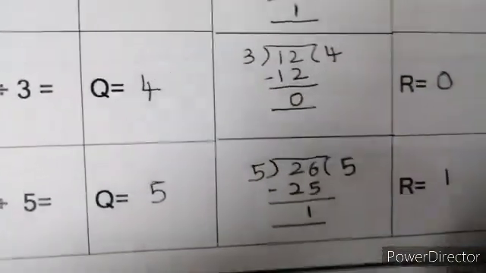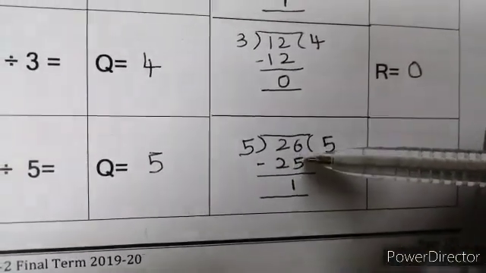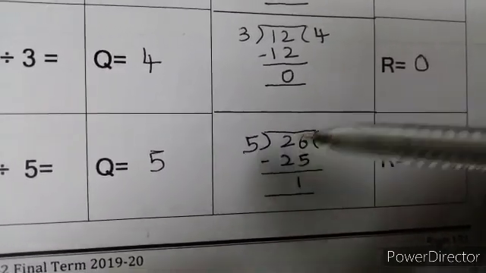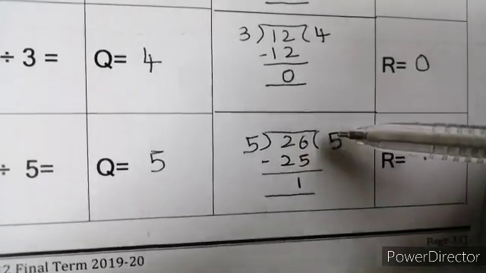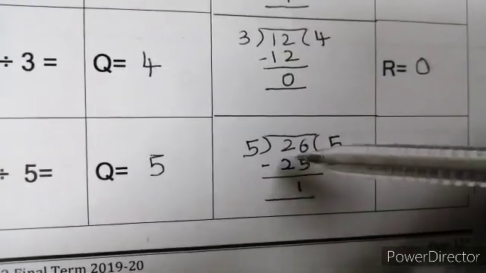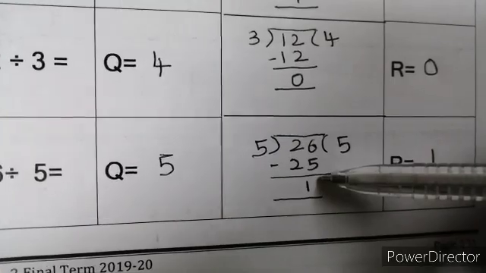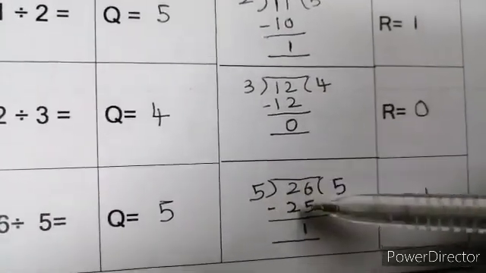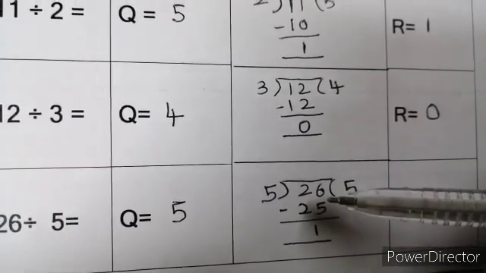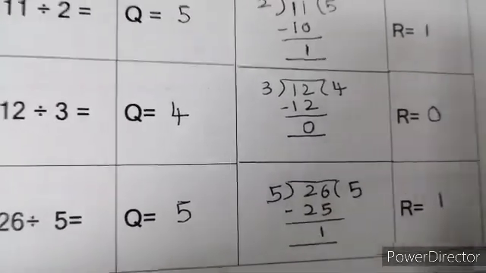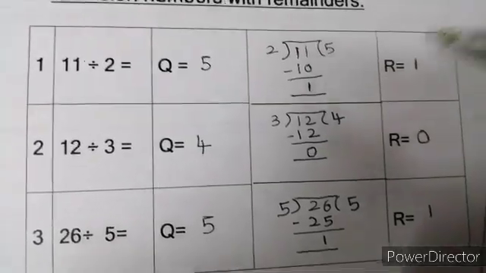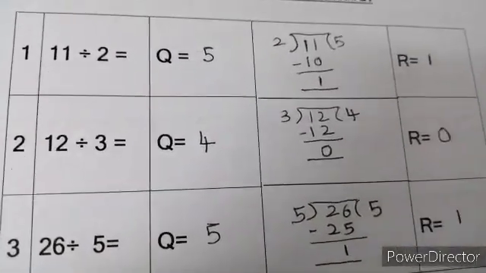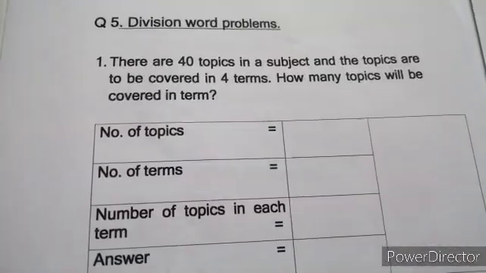Always be careful that when we are telling the table, the product should be less than the given number, the dividend. It should not be more than that. When we say 5 into 6, it will become 30. So we cannot write 30 here and then we cannot subtract. So it has to be equal to or less than the number we are dividing. Okay. So this is how you do division with remainder. This is very important. Do it carefully. Okay. Now let's move on to the next question.